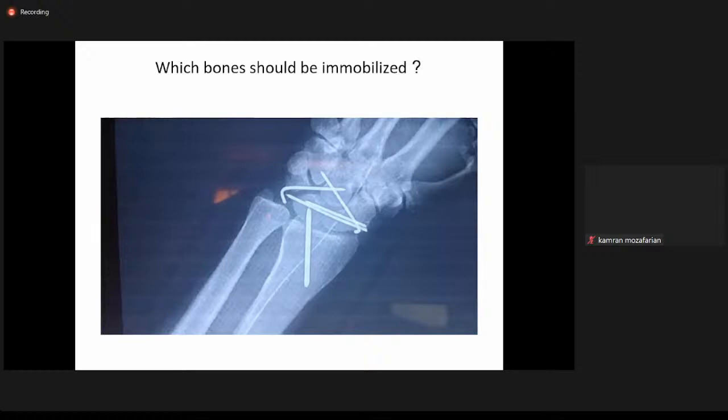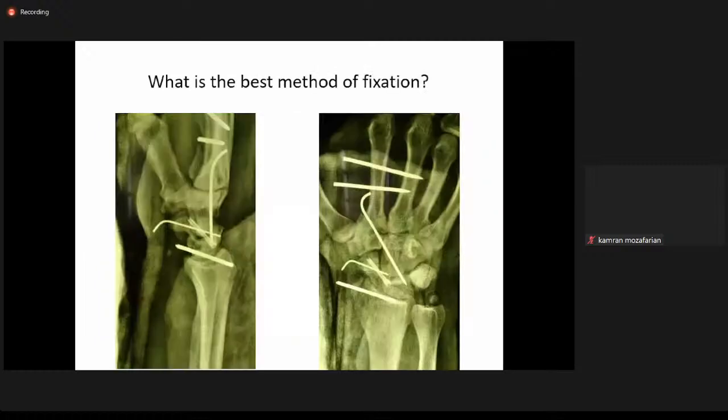Which bones should be immobilized? After reduction of the lunate in the lunate fossa, it is temporarily fixed by a pin, and after repairing the damaged ligament, this repair is reinforced by supplementary pins, and the proximal and distal rows are connected with other pins to neutralize the deforming forces.